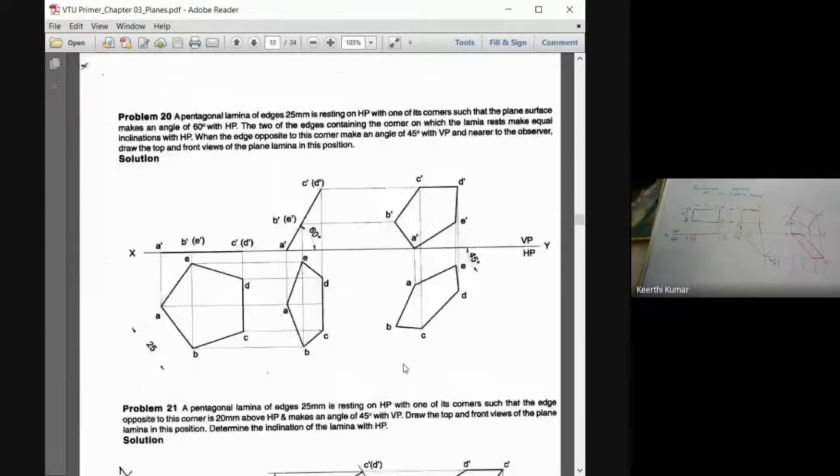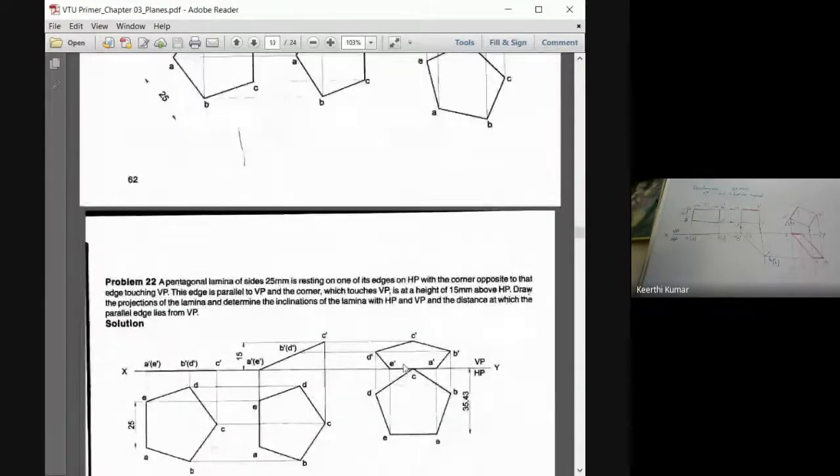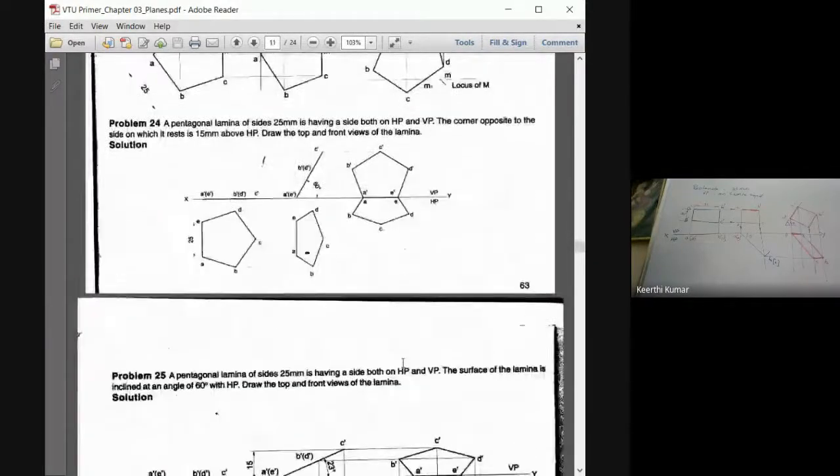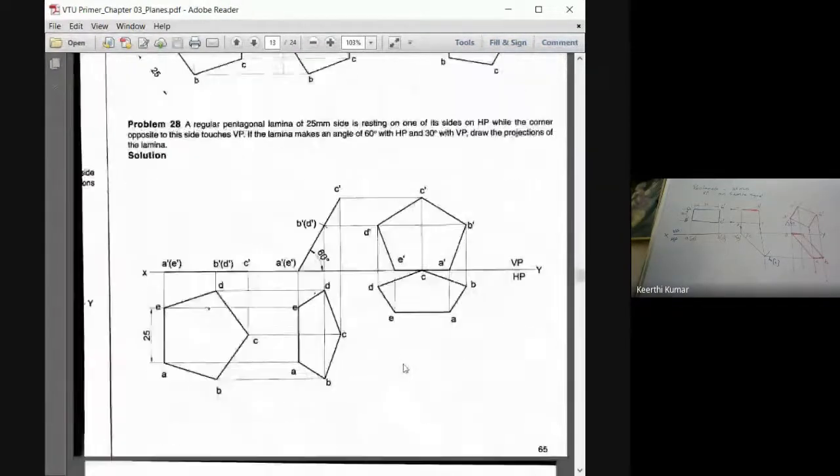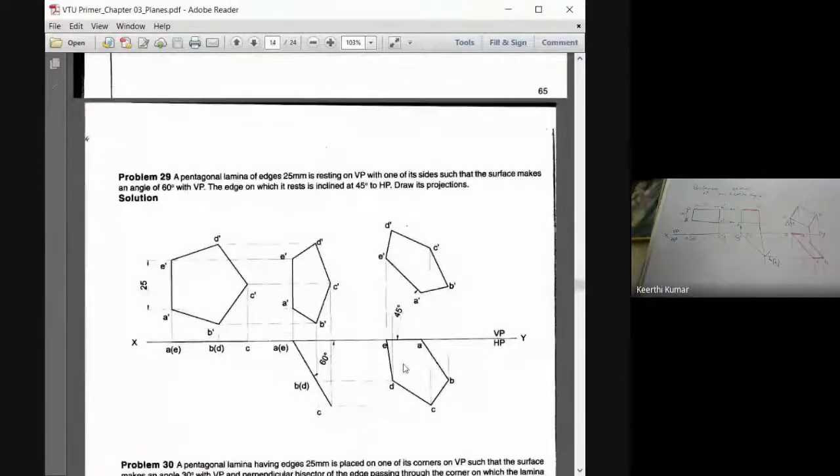This one is on HP. You can know how to solve it. This is also in HP. This is also in HP. The HP problems, placing on HP. This is also placing on HP. Now this is placing on VP. Okay, I'll solve one problem.